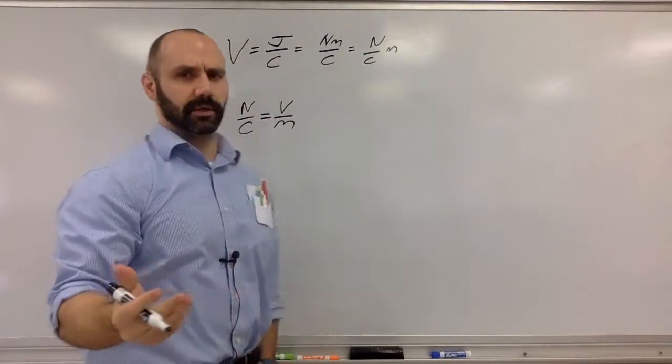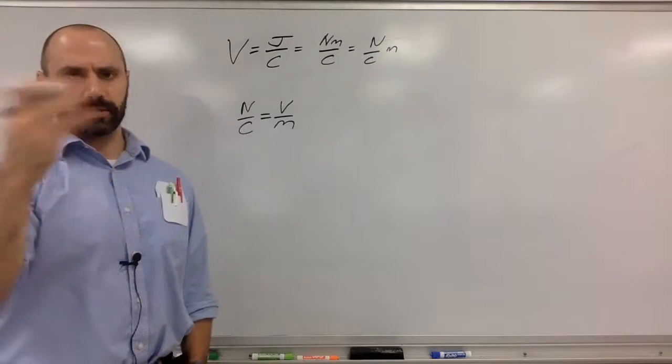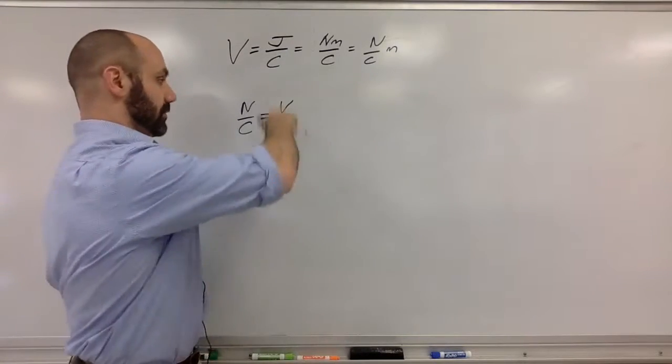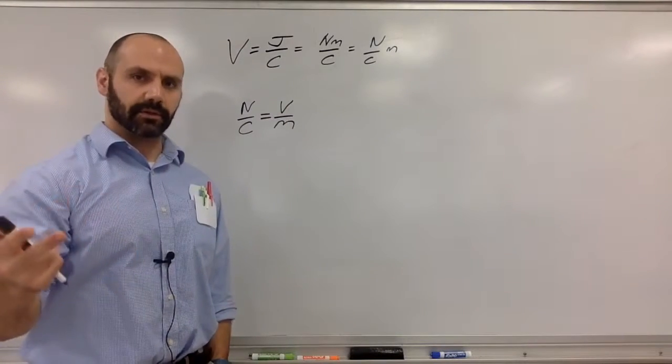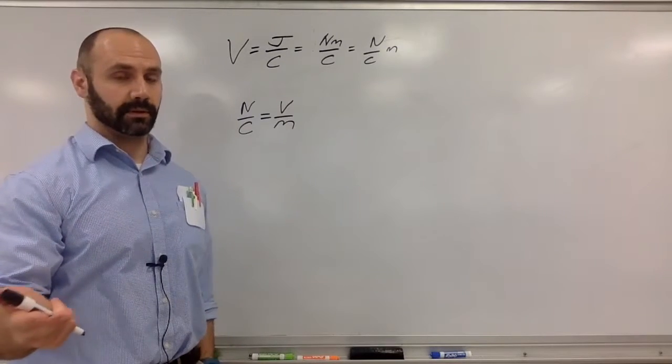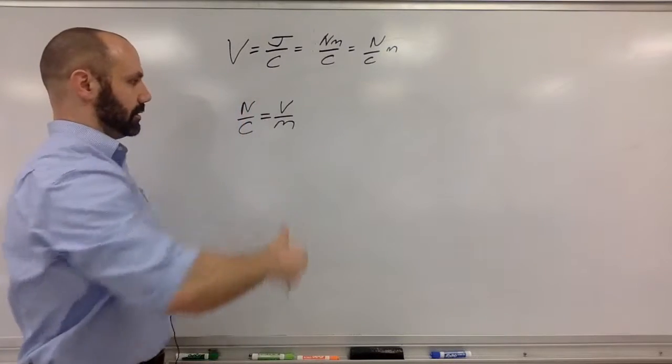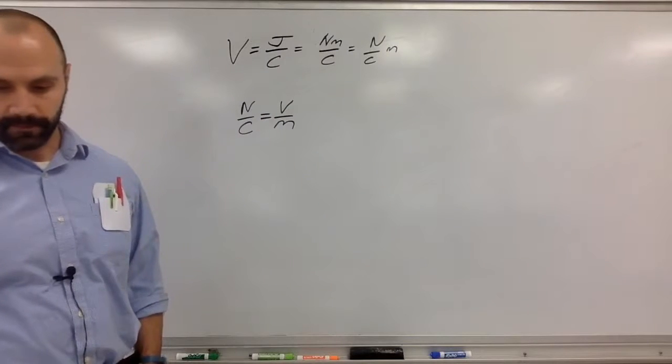So there's one of the sample problems that said an electric field was some quantity of volts per meter. That's another set of units for electric field. Electric fields can be Newton per coulomb or volt per meter. So this is important.